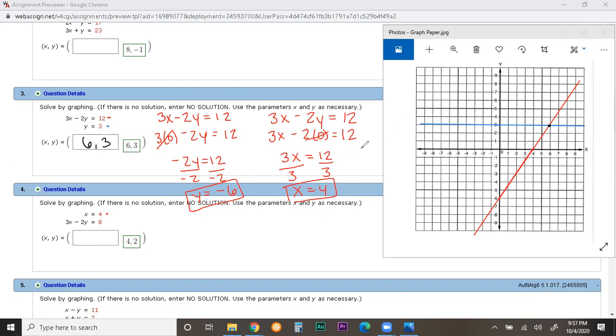So in order to graph that, and I'm going to do it on the same graph. Let me just get a different color. Let's do green. So we're going to do this one in green, and it's x equals 4. So we have to find 4 on the x-axis, and it's going to be a vertical line going through 4 on the x-axis, okay?